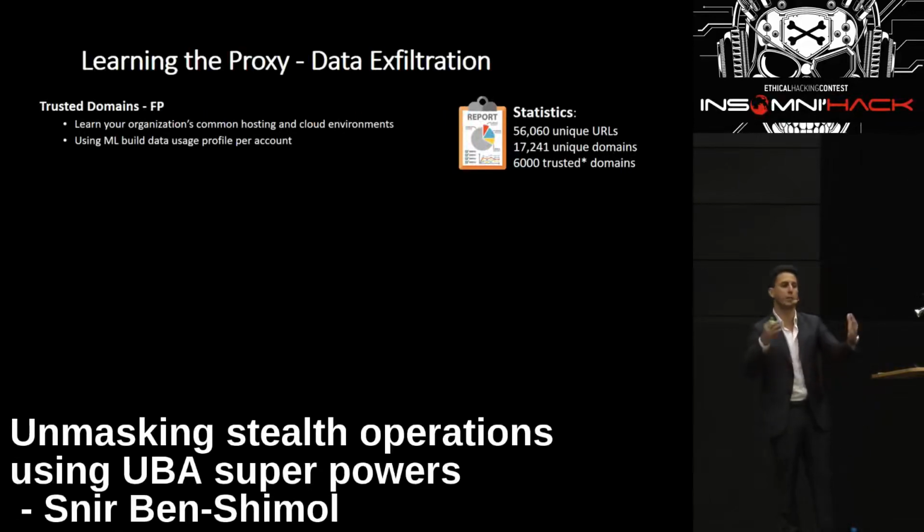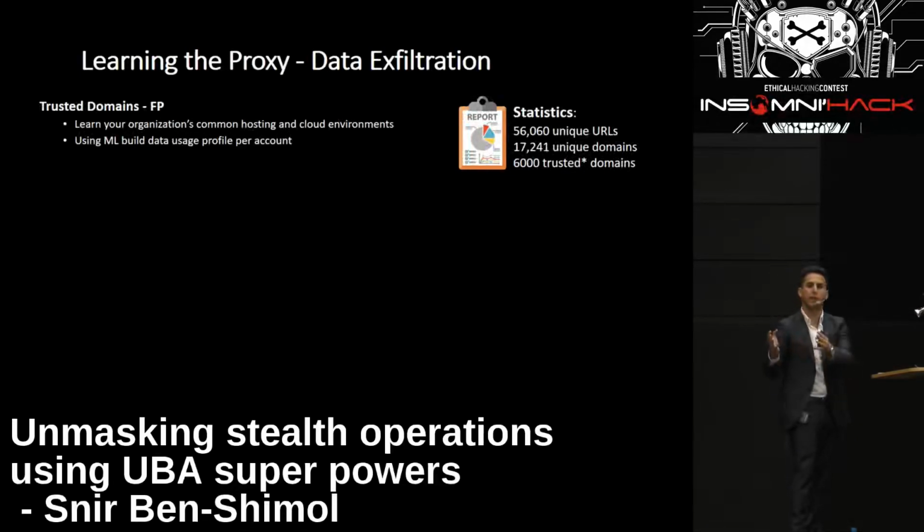Trusted domains can be determined for many reasons using machine learning. Let's say the domain is used by a lot of users, and the same user actually communicates with the domain. Okay, so we can see request and response. From my perspective, this is stronger than threat intel, because I can learn the actual domains that are working with the organization.